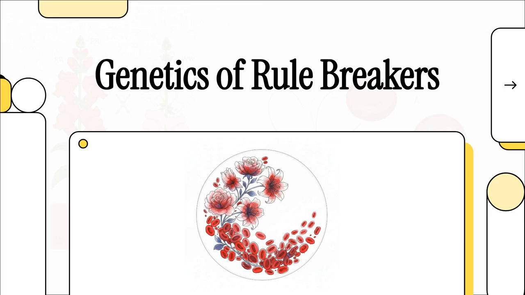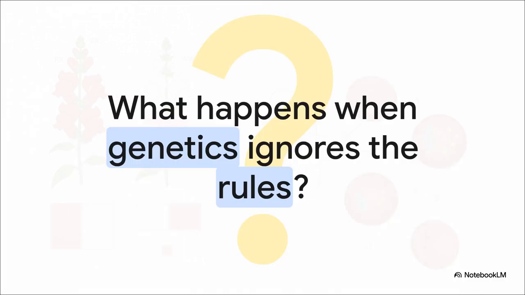Let's get into it. So, for a long time, our understanding of inheritance was basically governed by Gregor Mendel's classic rules. You already know the basics, right? A dominant trait masks a recessive trait. Cross a tall pea plant with a short one, and boom, the offspring are tall. The dominant factor wins. But what happens when genetics doesn't follow those rules? What happens when neither trait truly dominates, or when they both decide to take the wheel at the exact same time? Well, that is the exact mystery we are unpacking today.